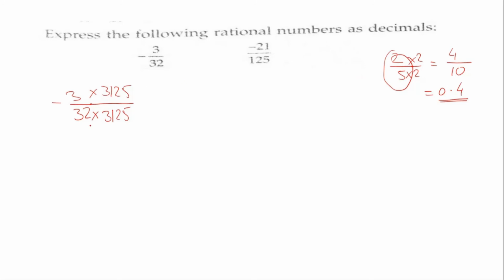In the same way, if I want to convert 32 into a multiple of 10, 100 or 1000 like that, it will be minus 9375 by 100,000, or we can write it as minus 0.09375.